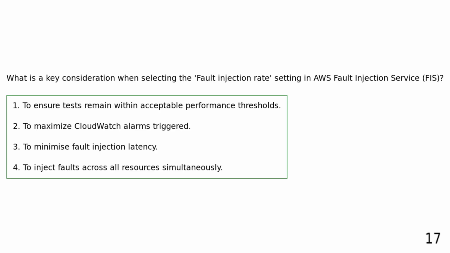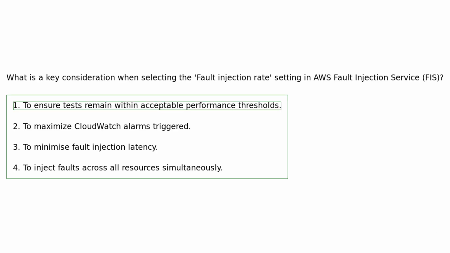To ensure tests remain within acceptable performance thresholds. To maximize CloudWatch alarms triggered. To minimize fault injection latency. To inject faults across all resources simultaneously. When selecting the fault injection rate in AWS Fault Injection Service, it's crucial to ensure tests remain within acceptable performance thresholds to avoid excessive disruption.